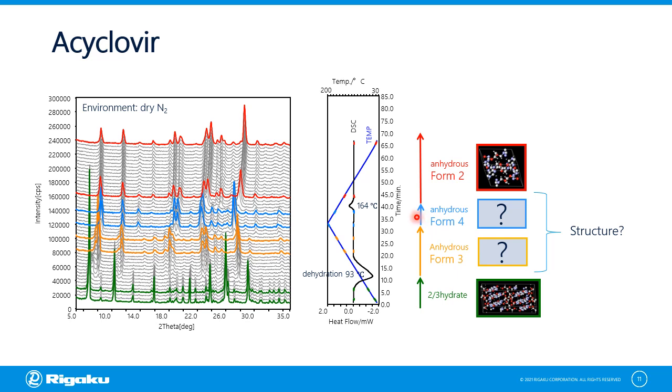The crystal structures of forms 3 and 4 were not known, or at least there were no databases available for these powder diffraction patterns. To determine the structure, the easiest way is to have a single crystal and analyze it with a single crystal X-ray diffractometer. However, some crystals are difficult to prepare in single crystal form. Also, in this case, these phases appear only at elevated temperature.